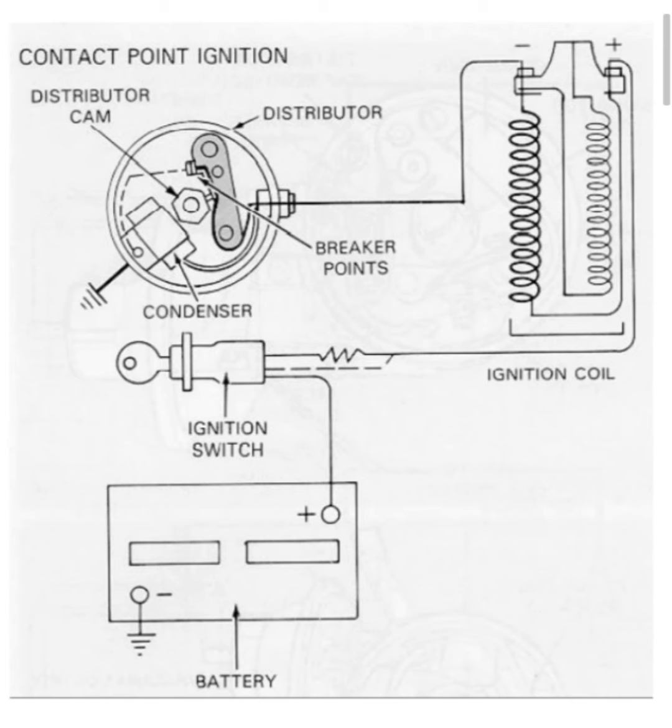Instantaneously, when the points open or separate, current flow stops through the primary windings of the ignition coil. This causes the magnetic field to collapse around the coil. The condenser absorbs the energy and prevents arcing between the points each time they open. This condenser also aids in the rapid collapse of the magnetic field.